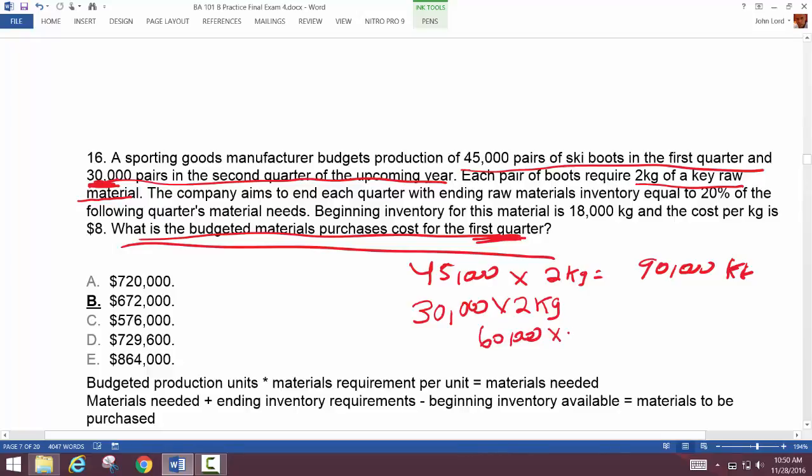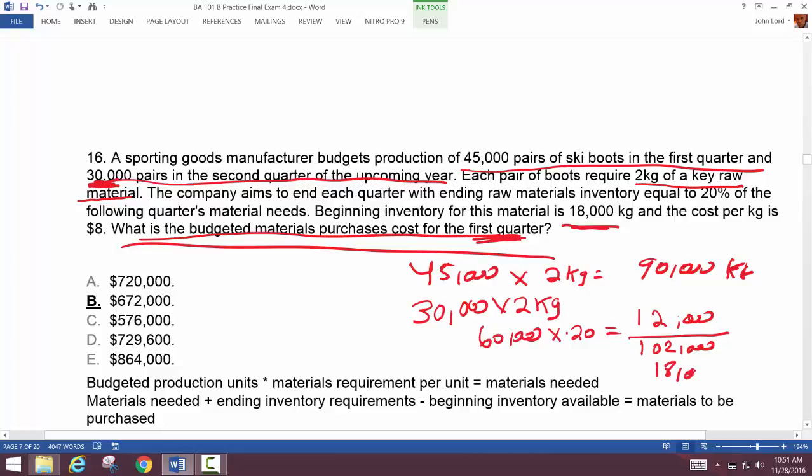Oh, I see. Thank you. Now I know where the 12,000 came from. So that means I need 12,000 here, right? Okay, good. So what does that give me now? Total needs of 102,000? And then they tell me the beginning was 18,000? Right? So I can take off that 18,000.